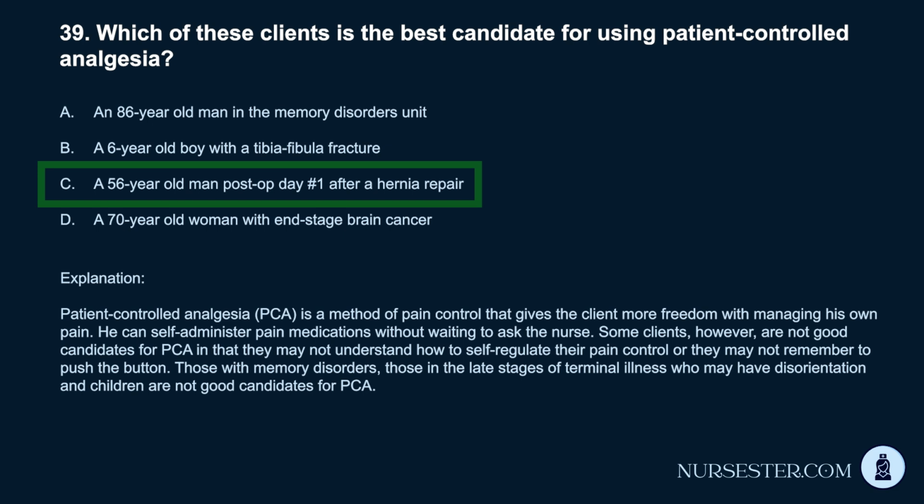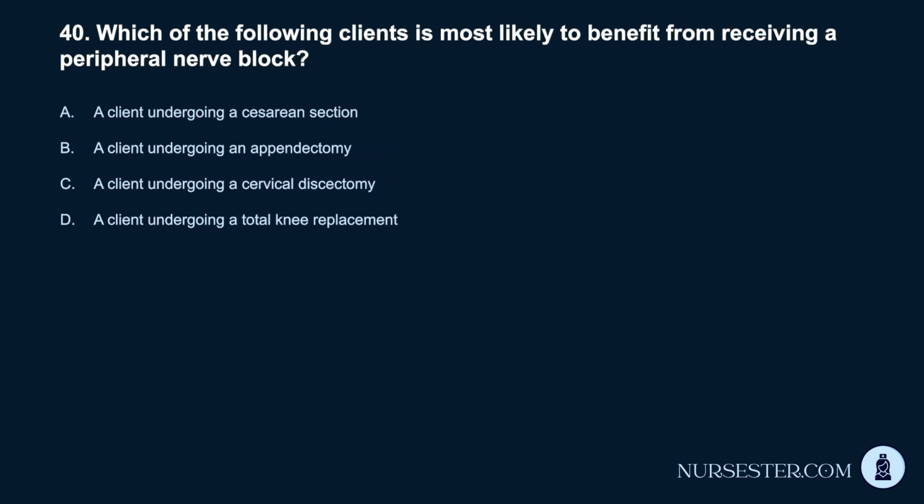Patient-controlled analgesia, PCA, is a method of pain control that gives the client more freedom with managing his own pain. He can self-administer pain medications without waiting to ask the nurse. Some clients, however, are not good candidates for PCA in that they may not understand how to self-regulate their pain control, or they may not remember to push the button. Those with memory disorders, those in the late stages of terminal illness who may have disorientation, and children are not good candidates for PCA.